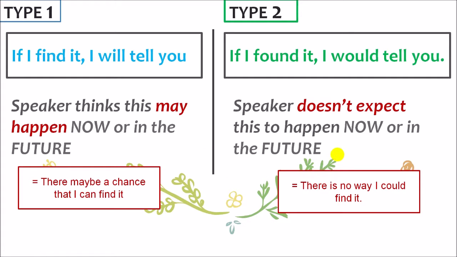Okay, let's see the structures. We have if with present tense and the next clause with will. If, present tense, will. Okay. We have type 2 when it's not real now or in the future. We have if, past tense, and would. Okay? If, past tense, and would. Alright.